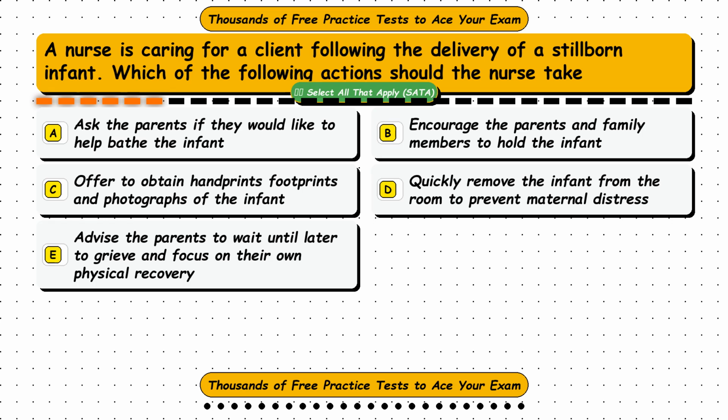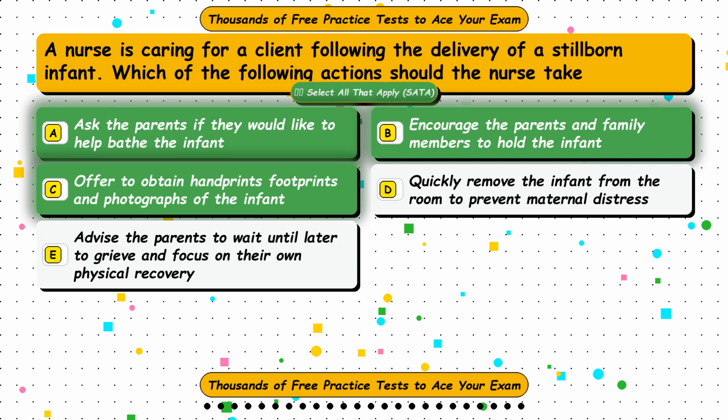Question 20. A nurse is caring for a client following the delivery of a stillborn infant. Which of the following actions should the nurse take? Option A, ask the parents if they would like to help bathe the infant. Option B, encourage the parents and family members to hold the infant. Option C, offer to obtain handprints, footprints, and photographs of the infant. Option D, quickly remove the infant from the room to prevent maternal distress. Option E, advise the parents to wait until later to grieve and focus on their own physical recovery.